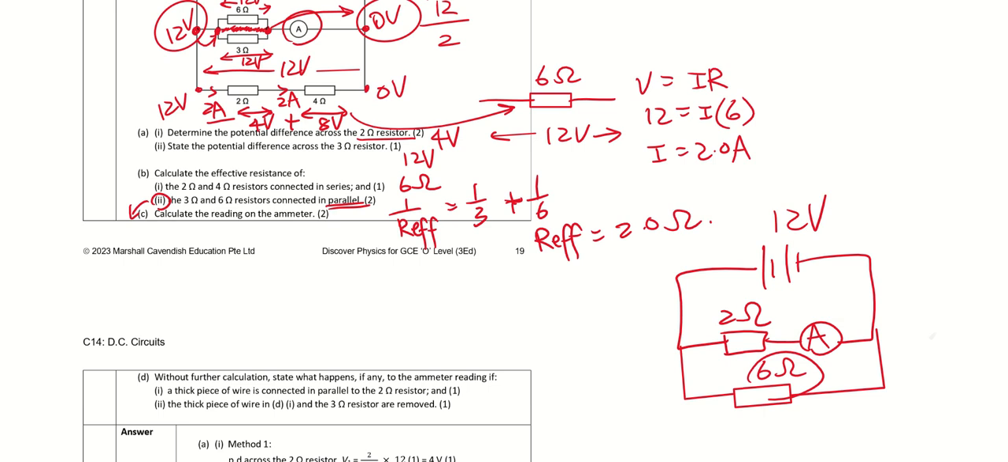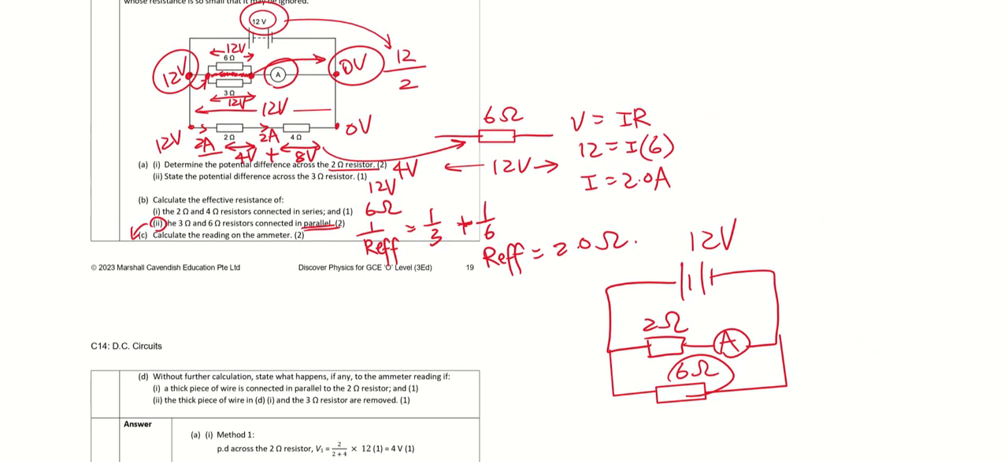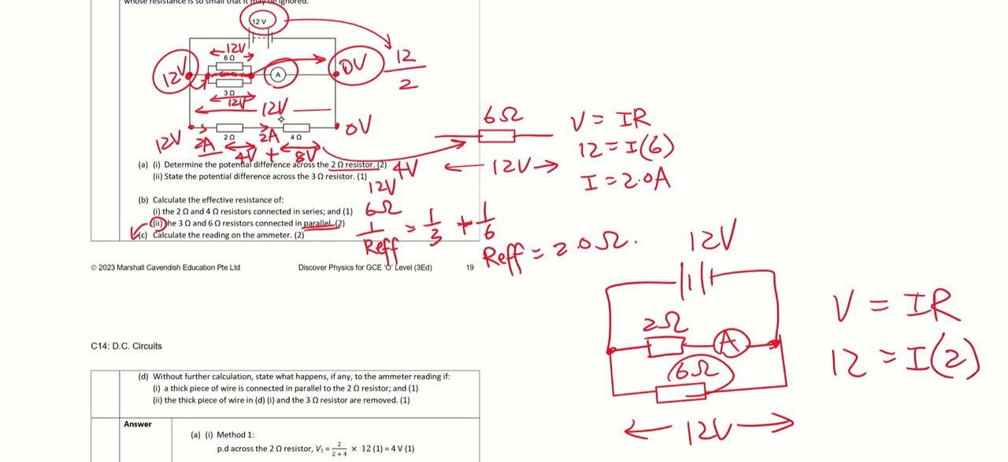Now this 6 ohm is parallel to the 2 ohm, and because these 2 branches are parallel, I have a potential difference of 12 volts across the 6 ohm. I also have a potential difference of 12 volts across the 2 ohm. Therefore, using V equals IR, the V is 12, the current is unknown, the resistance is 2. Therefore, my current is 6 ampere.